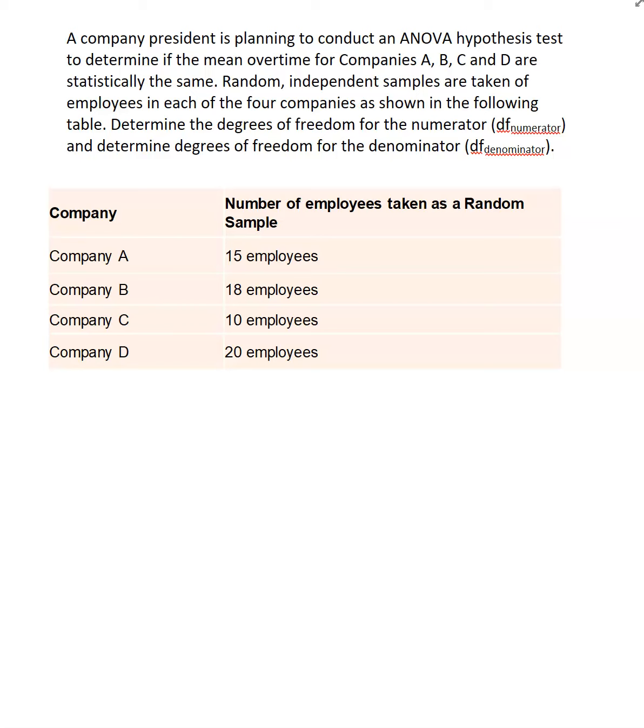Okay, for this problem, let's assume that the 5 conditions were met, and so we now go on to finding the degrees of freedom. So degrees of freedom for the numerator, the formula was k minus 1. So you have to see how many groups there are. And we are told that there are 4 companies, 4 groups, right? Company A, B, C, and D. So K is 4. 4 minus 1 is 3.